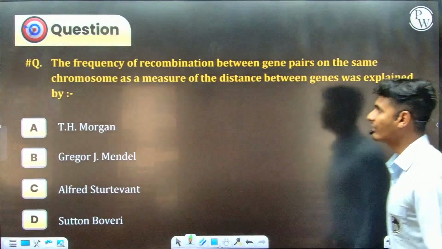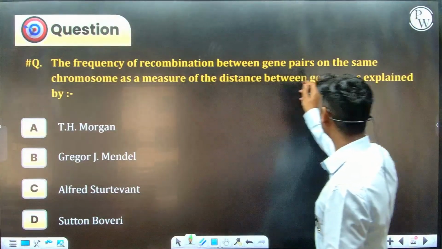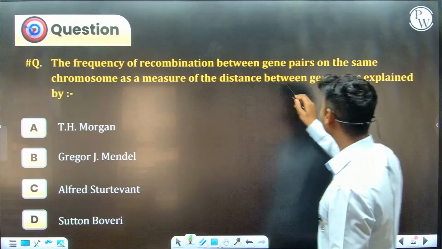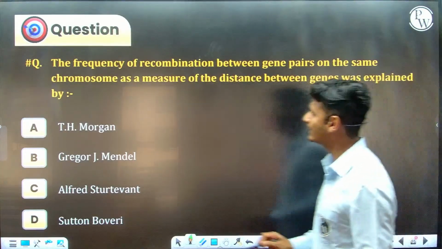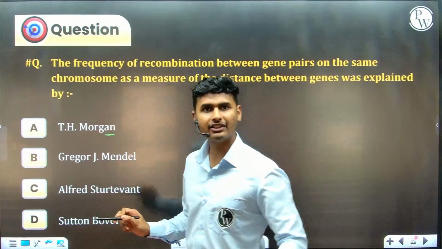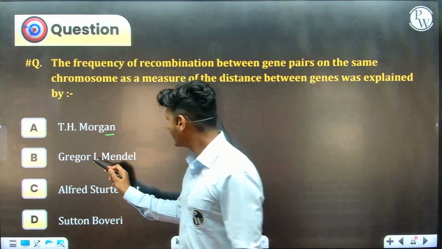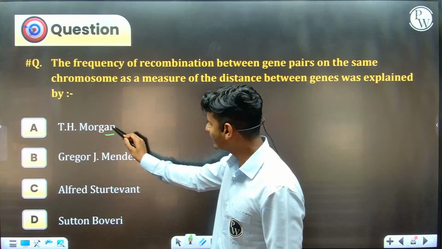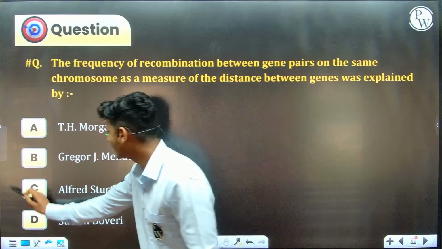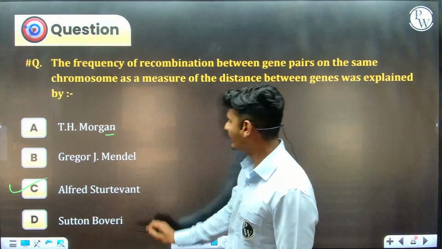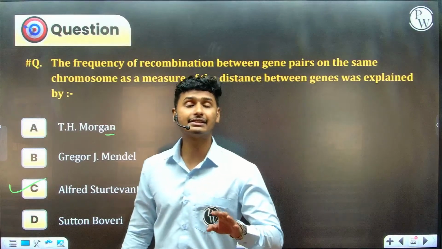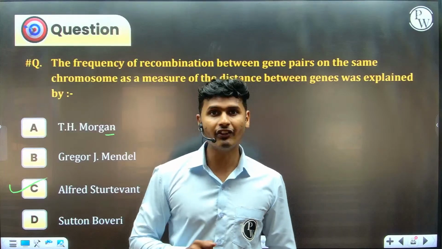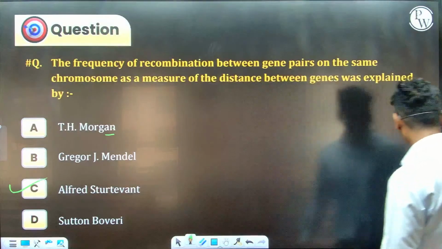Now, the question: the frequency of recombination between gene pairs on the same chromosome as a measure of the distance between the genes was explained by T.H. Morgan? No, he is the father of experimental genetics. Gregor Mendel? No. Alfred Sturtevant? Yes, Alfred Sturtevant is a student of Morgan, and he gave us the frequency of recombination. Sutton Boveri? No. Who is Sutton Boveri? He proposed the chromosomal theory of inheritance. So C is the correct answer.